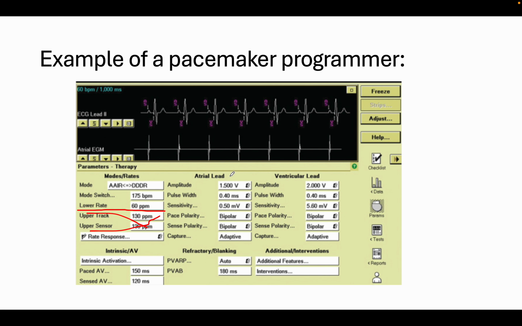These are just some other settings worth knowing. This would be the energies that we deliver down the pacing lead, and there's our good old sensitivity as well.